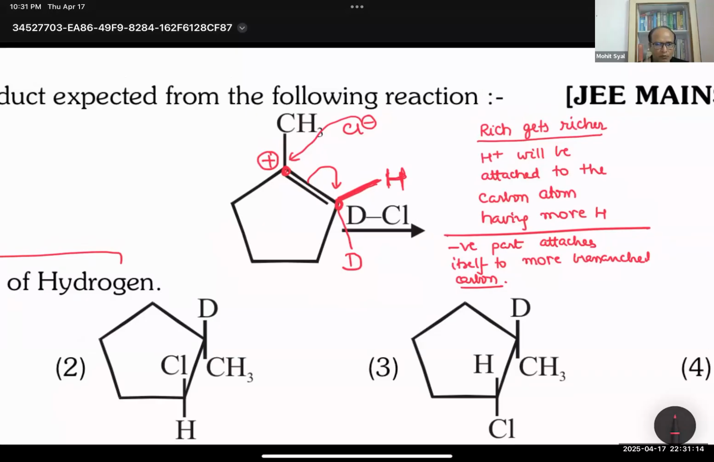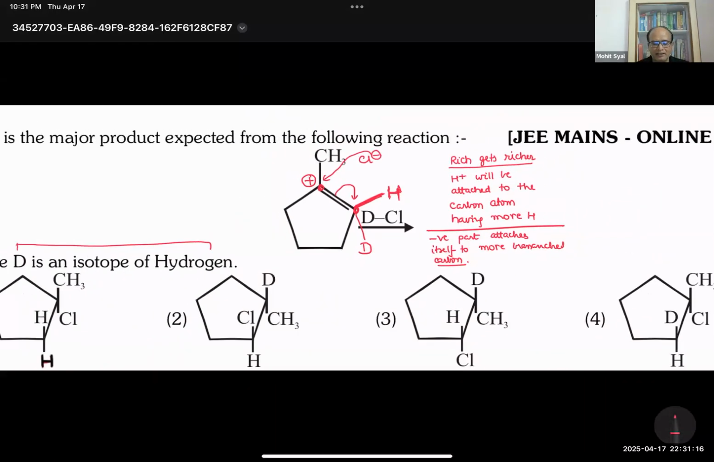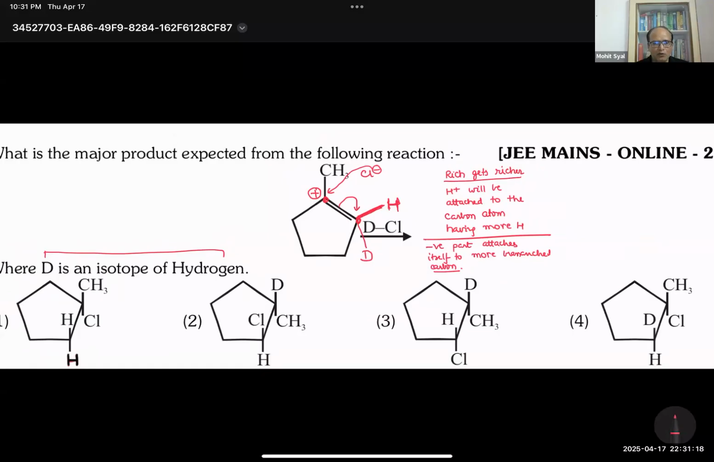The upper one is more branched. Is the Markovnikov rule clear, and that the H plus will attach itself to the less branched carbon? Ibrahim and Jasleen, tell me quickly. Yes, sir. Clear now? So now tell me what should be the answer.